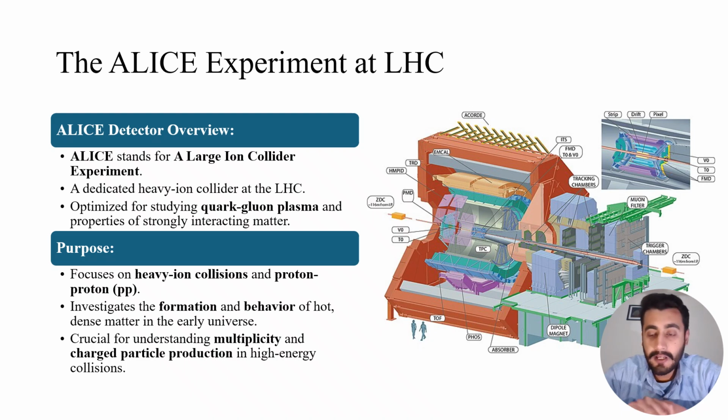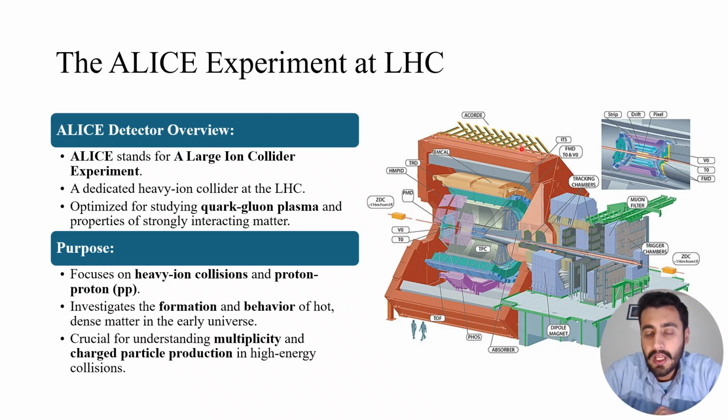ALICE stands for A Large Ion Collider Experiment. At the LHC, it is a detector which is basically a dedicated heavy ion collider, and it is optimized for quark gluon plasma and the properties of strongly interacting matter. Understood? So this is a large ion collider experiment, dedicated to heavy ion collisions at the LHC. It is optimized for studying quark gluon plasma, and we also study the properties of strongly interacting matter.